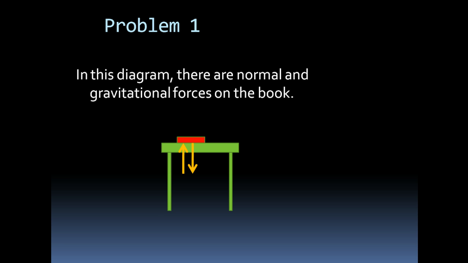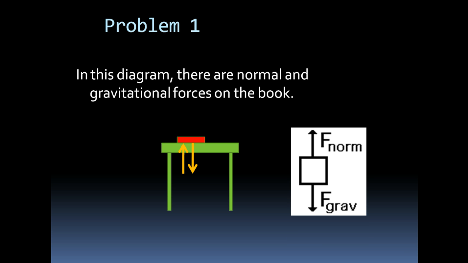And then the next force that we're going to draw is the normal force. So we'll put that in as well. So here's our box. We drew it. Force of gravity was acting down. The normal force is acting upwards. Therefore, the book remains at rest.